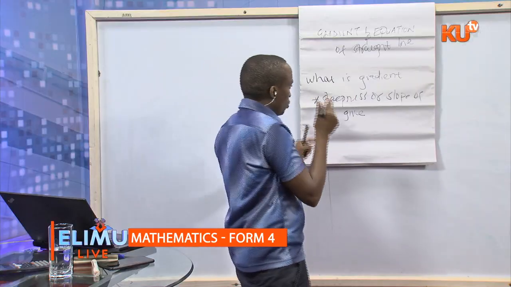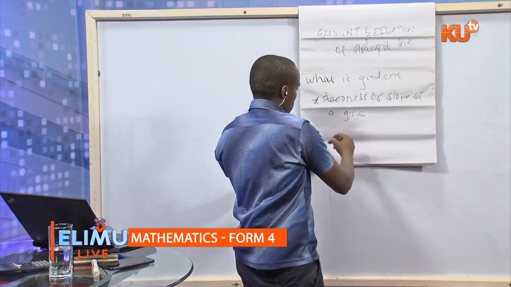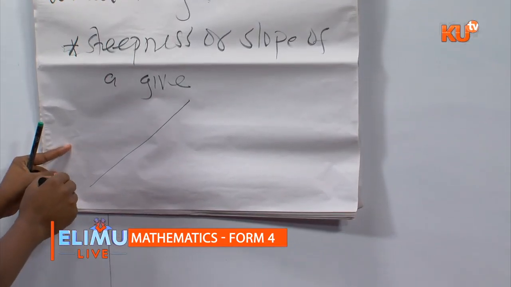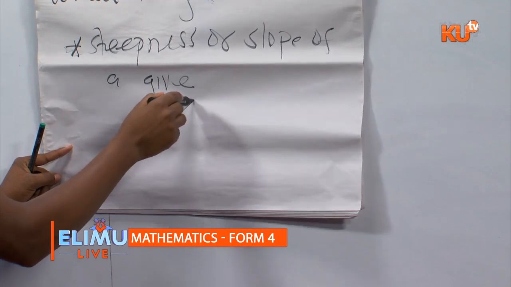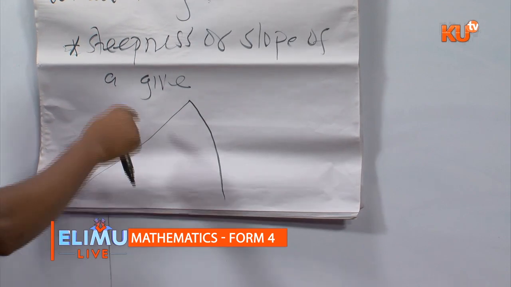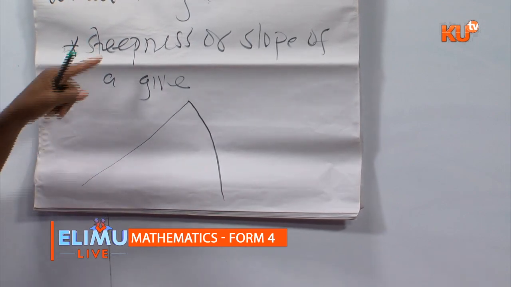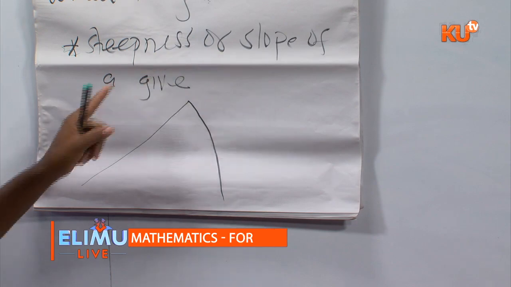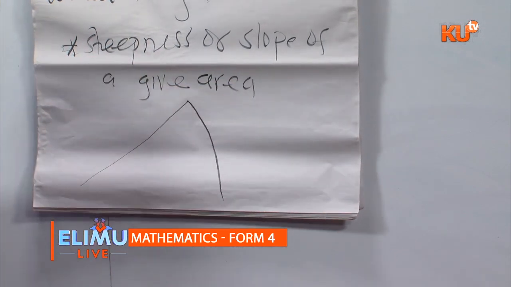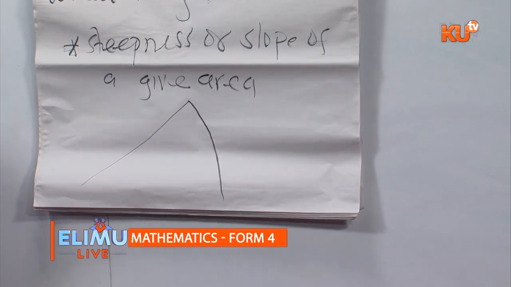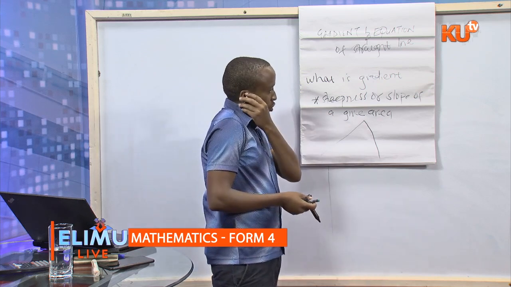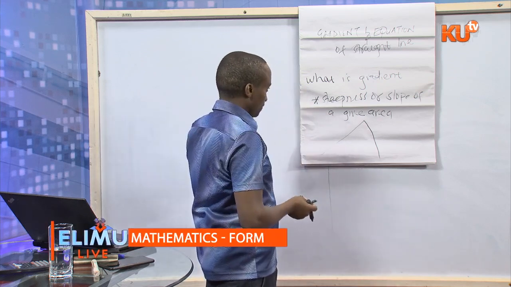Given a line, you are able to find the gradient of the line. If we assume this is a slope, maybe you are going from your shopping center to home, and this is the slope of that area. You can find the gradient of this area. So the gradient is the steepness of the slope of a given area. At the end of the topic, the learner should be able to know what the gradient is.